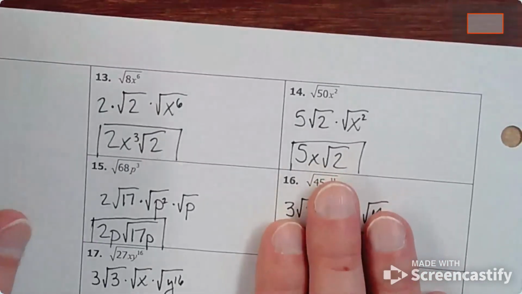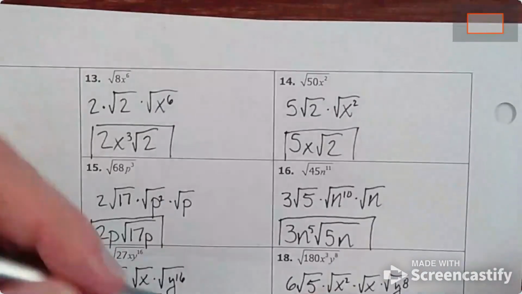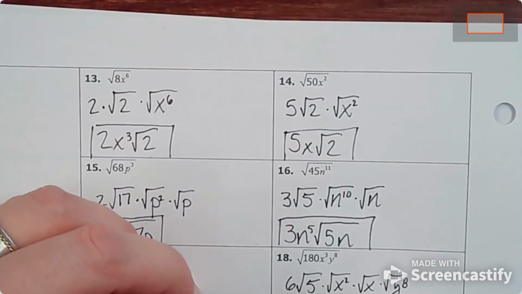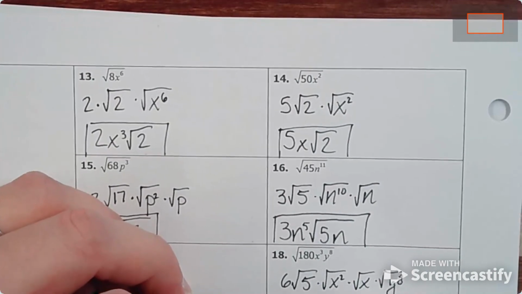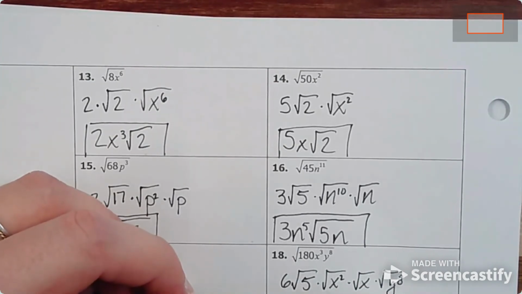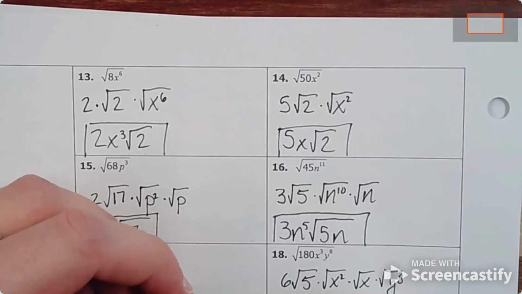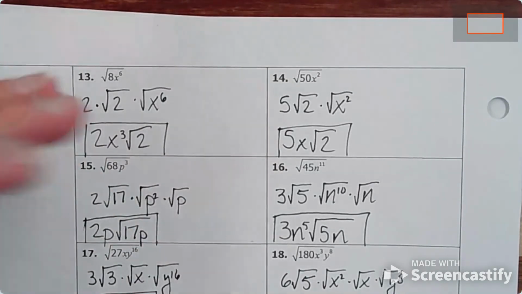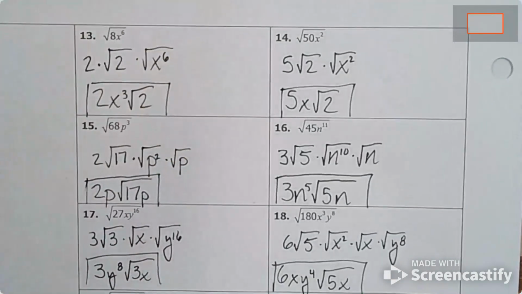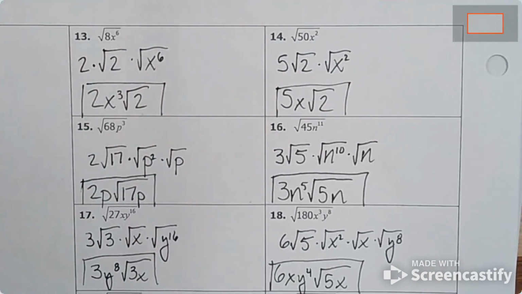All right, for number 18, let's look at this one real quick. Our first step is right here. 180 turns into 6 root 5. X to the third power needs to be broken into x squared times x, so the square root of x squared times the square root of x. And then the square root of y to the 8th power, we don't need to mess around with that because the exponent 8 is an even number. It is divisible by 2. So our answer for this one, go ahead and see if you got it right, is 6x y to the 4th times the square root of 5x.